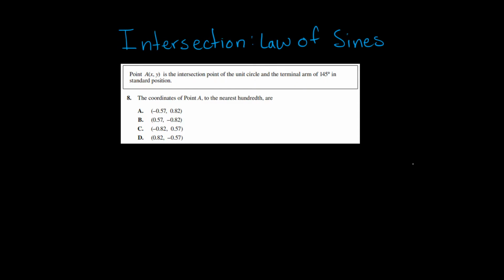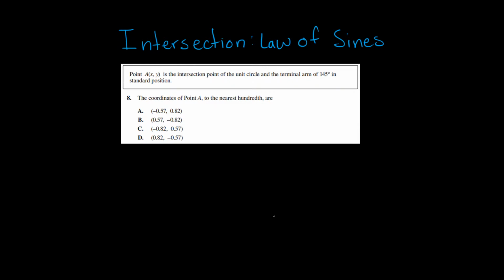In this video, we're going to work on using the law of sines to find the intersection between the circle and an angle. So the problem says, point A, which is located at x comma y, is the intersection point of the unit circle and the terminal arm of 145 degrees in the standard position. What we need to find out is what the coordinates of point A are to the nearest hundredth.